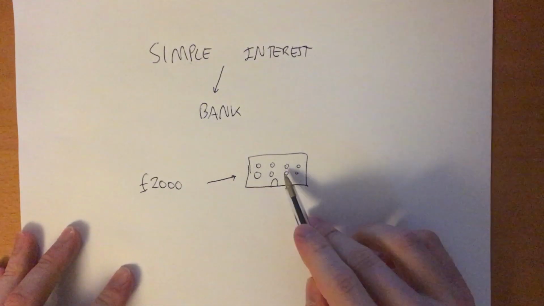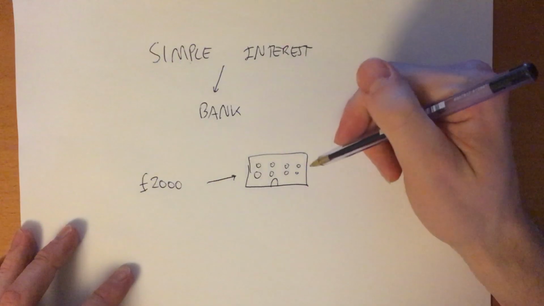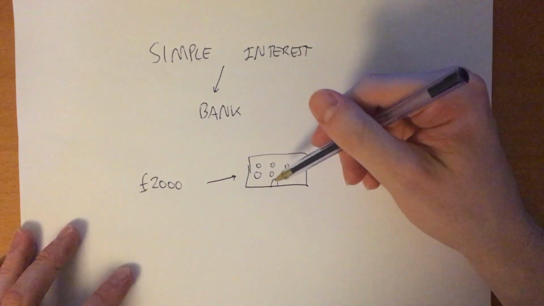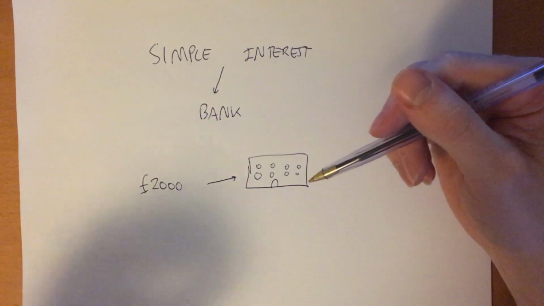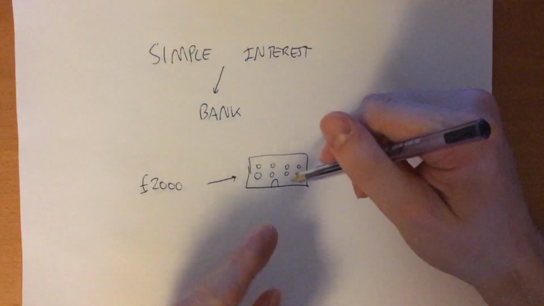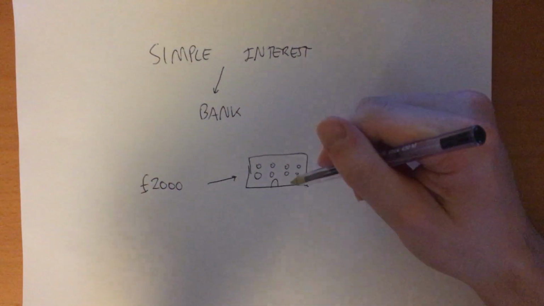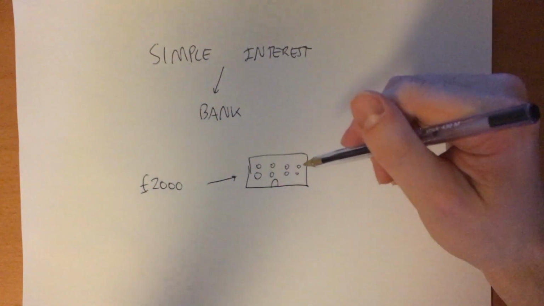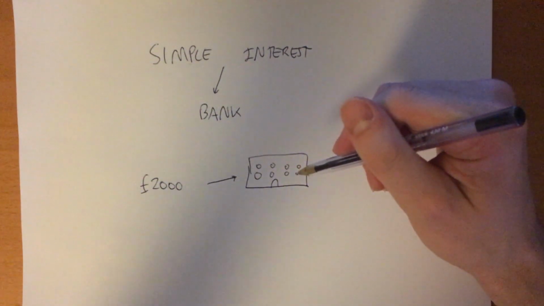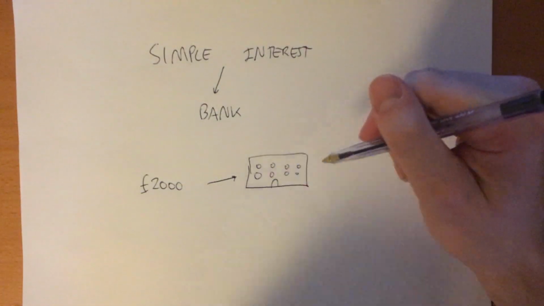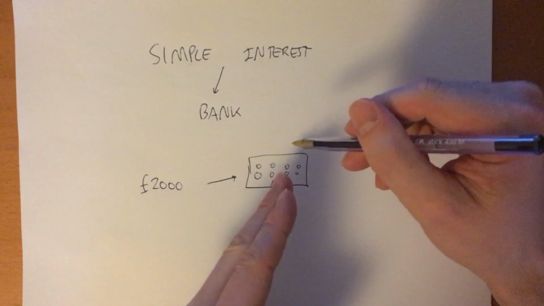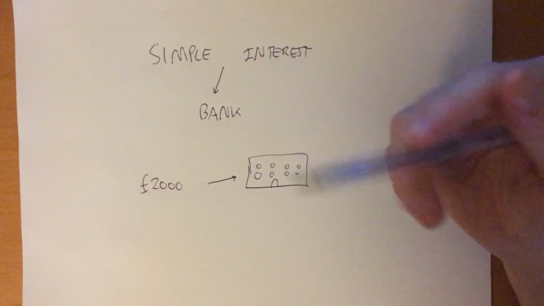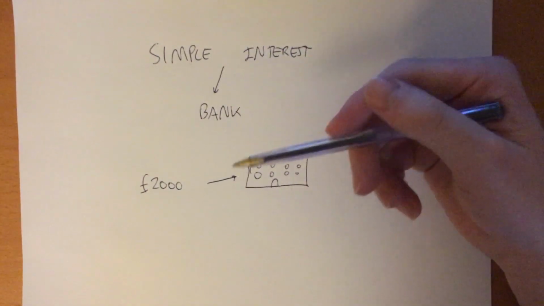Now what the bank will say to you is, whilst your money sits here, you will gain some interest. What that means is that whilst it's just sitting there, you will slowly start getting a bit more money at the end of each year, just so that when you take it out, let's say 10 years later, you've got more money than when you first put it in. Now the bank will say you're either getting simple interest or compound interest.